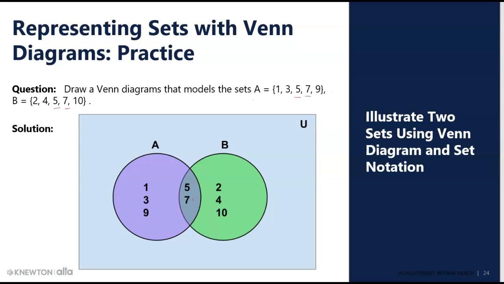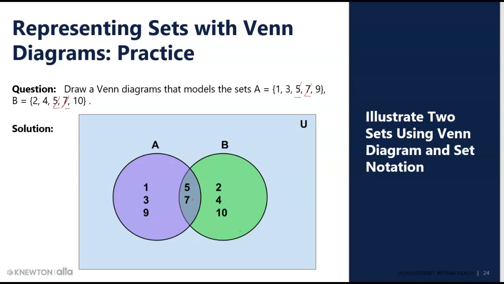And then you go up to write set A, and you say, all right, I've already written the 5, I've already written the 7. I have to write a 1, I have to write a 3, I have to write a 9. Okay, in set B, I've already written the 5 and I've already written the 7. I don't write them twice. Everything shows up once. 2, 4, 10. I write that in set B.